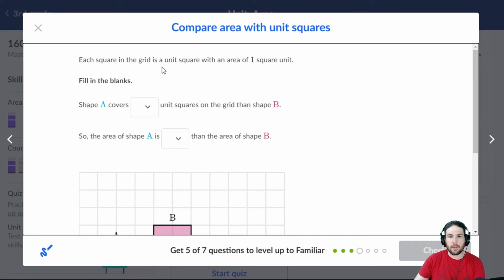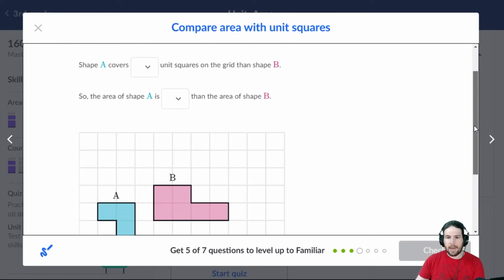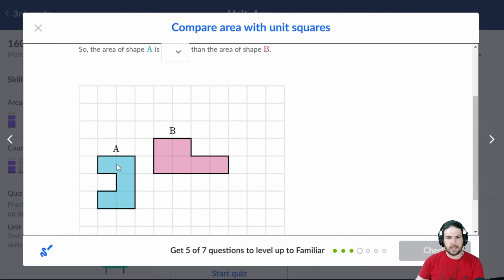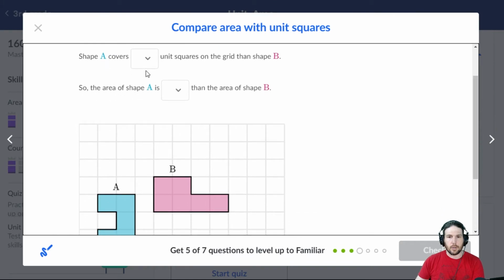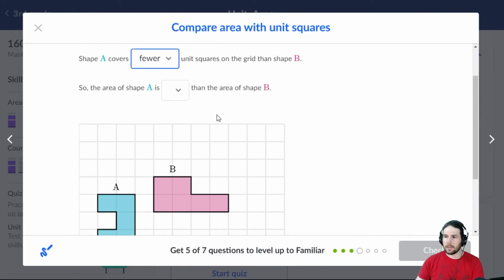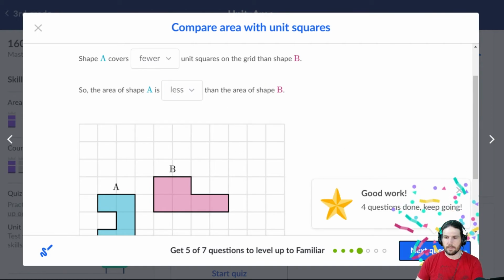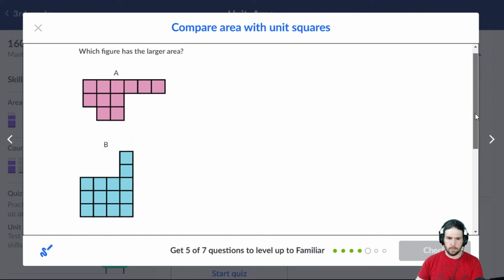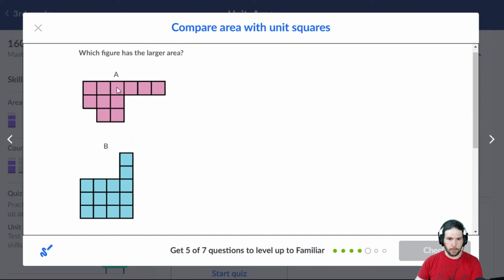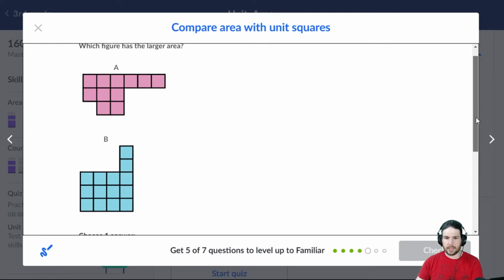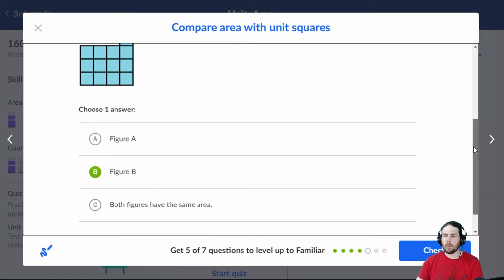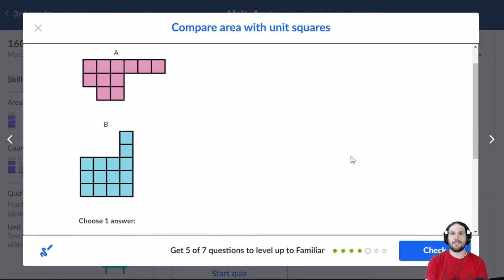Each square in the grid is a unit, blah, blah, blah. Shape A, let's see, we've got 4, 5, 6, and A is 5. So A is fewer unit squares, and that means the area of A is less. 3, 6, 9, 10, 11, 12, 13, 14. It looks like B has the larger area. Now, you probably could have just looked at these two and seen that B has a bigger area than A. And if you can do that, that's valid.